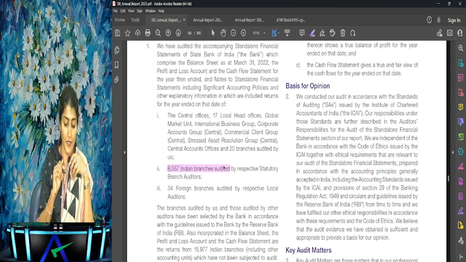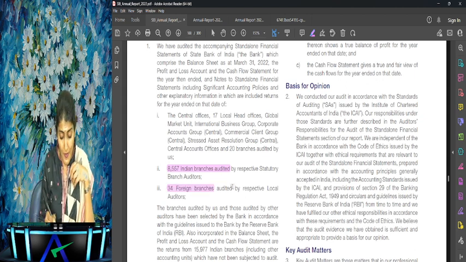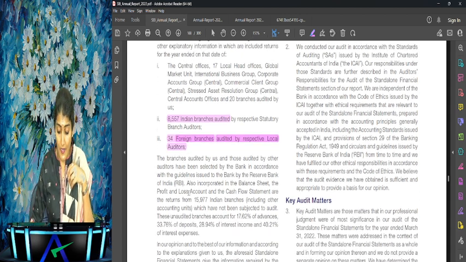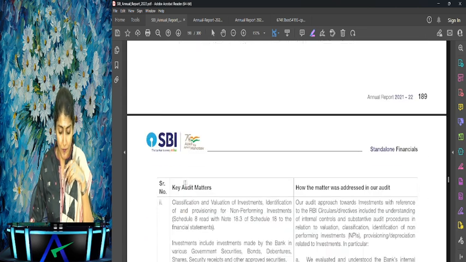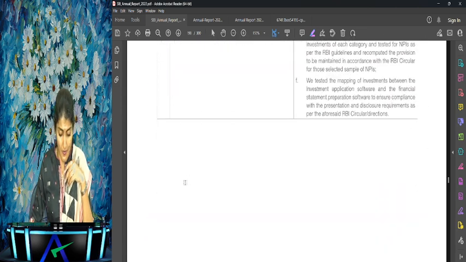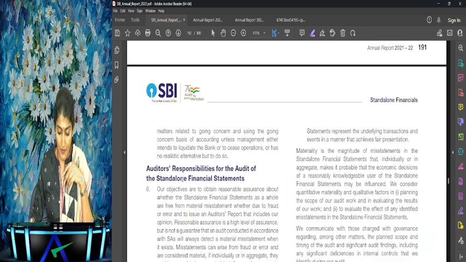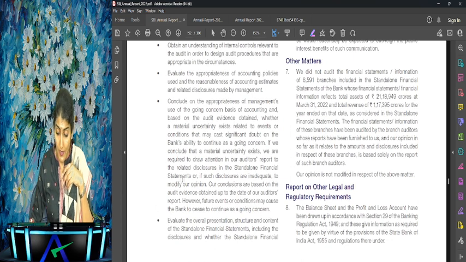8,557 Indian branches have been audited by the respective statutory branch auditors, and 34 branches have been audited by the respective local auditors in that other country over there, right? Then they have so many key audit matters, right? So many points coming in the key audit matters. Then responsibilities of the management, responsibilities of the auditor, other matter.